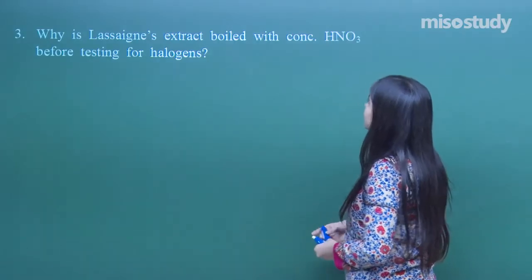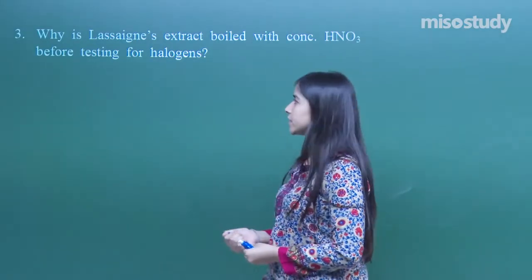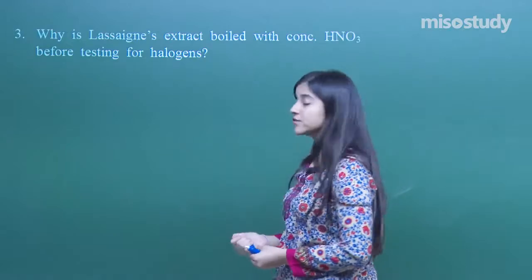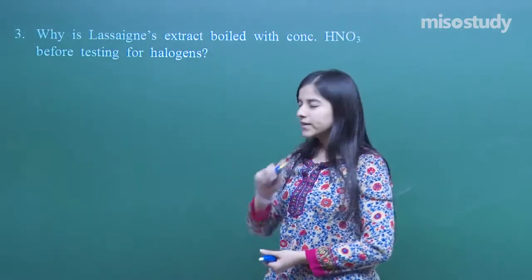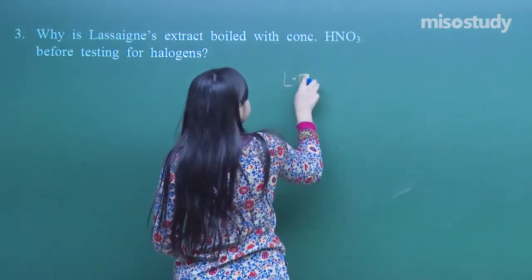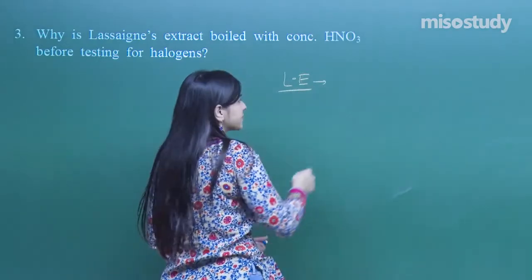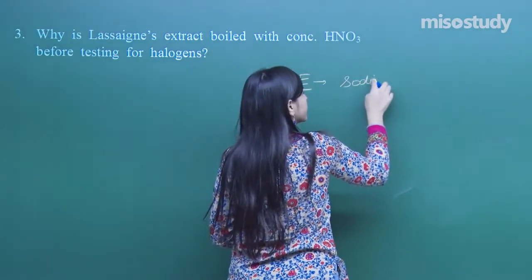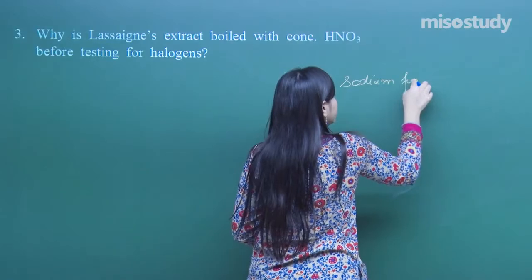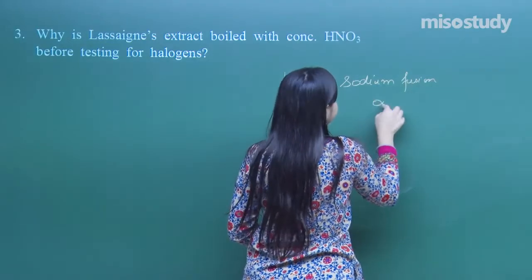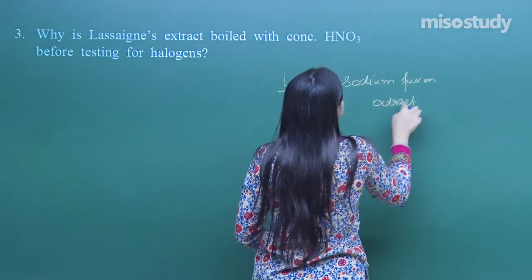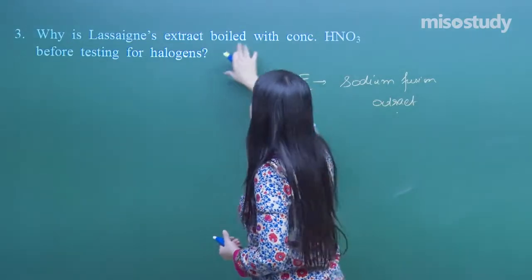Why is Lassaigne's extract boiled with concentrated HNO3, nitric acid, before testing for halogens? So what is LE first of all? Lassaigne's extract, the sodium fusion extract, yes. So LE is the sodium fusion extract.